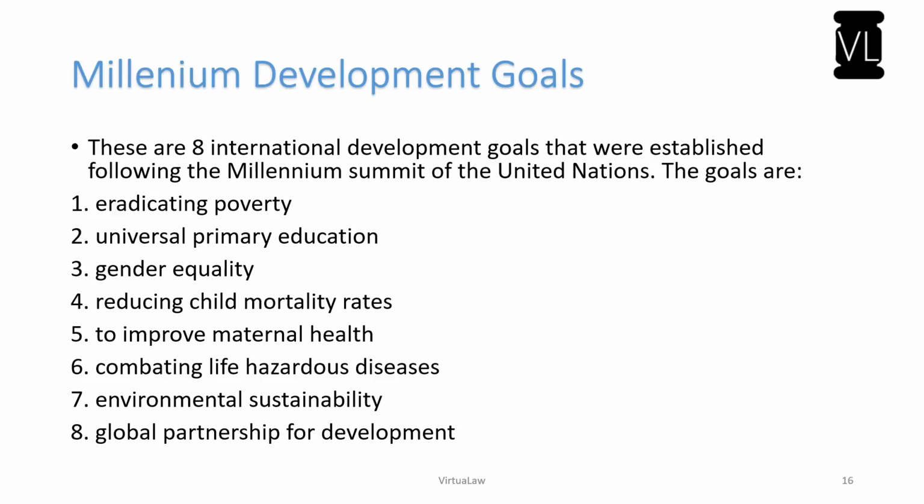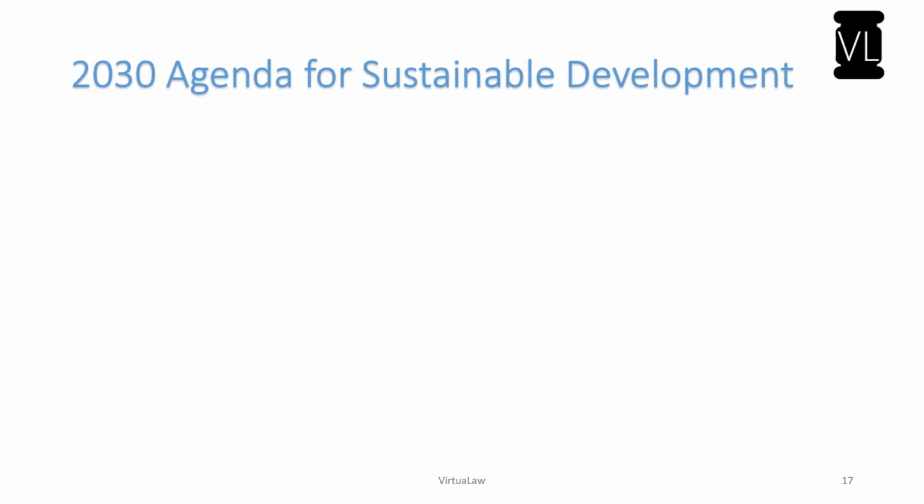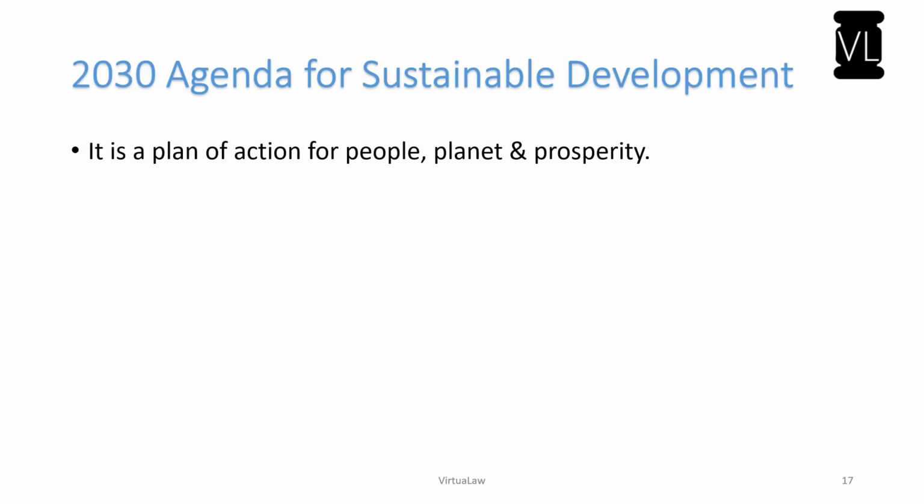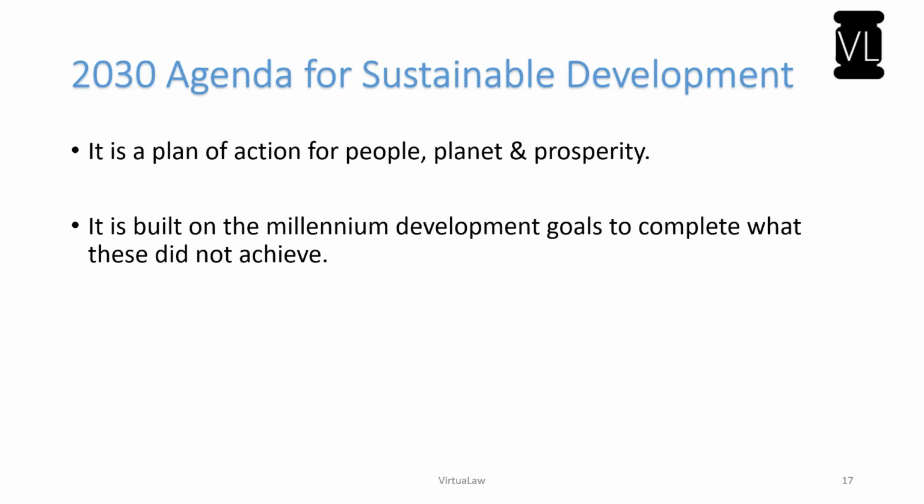But since they have not been achieved, the United Nations has come up with 17 goals which have to be achieved by 2030. So another 15 years have been added, which are termed the Sustainable Development Goals 2030. The 2030 Agenda for Sustainable Development is basically a plan of action for people, planet, and prosperity.